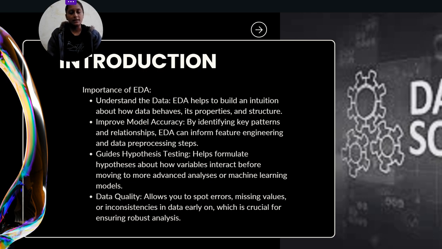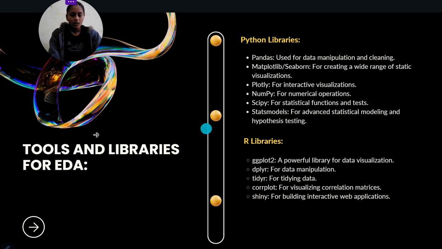Third, it guides hypothesis testing. It helps formulate hypotheses about how variables interact before moving to more advanced analysis or machine learning models. Fourth, data quality. It allows you to spot errors, missing values, or inconsistencies in data early on, which is crucial for ensuring robust analysis. Now let's discuss what are the tools and libraries which we use for EDA in Python.